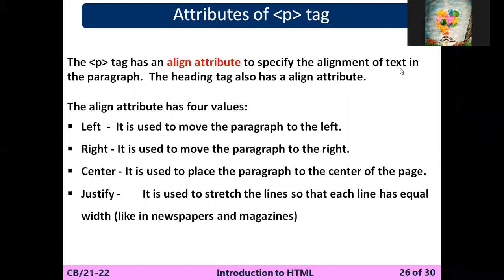Opposite of left, whenever it will be equally arranged on the right side, it's a right alignment. And whenever the text is on the center, paragraph is on the center, heading on the center, that is called the center alignment. And what is the meaning of justify? It is used to straighten the line so that each line has an equal width.